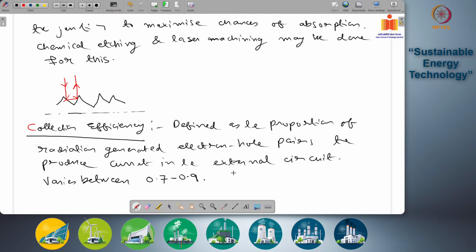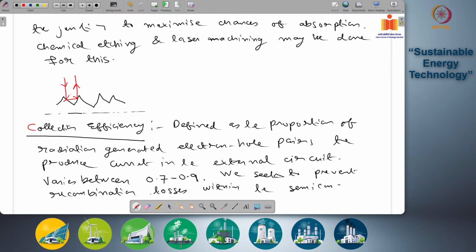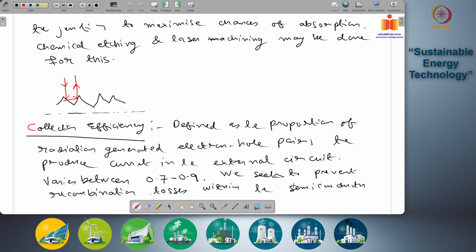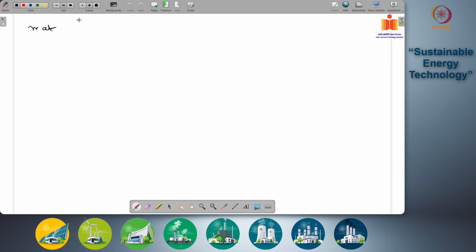Okay. So we seek to prevent recombination losses within the semiconductor material. What we want to do to increase collection efficiency is to prevent recombination losses within the semiconductor material. Okay.